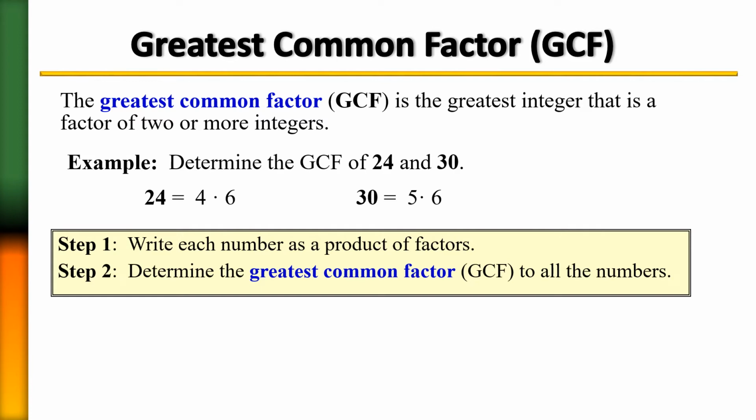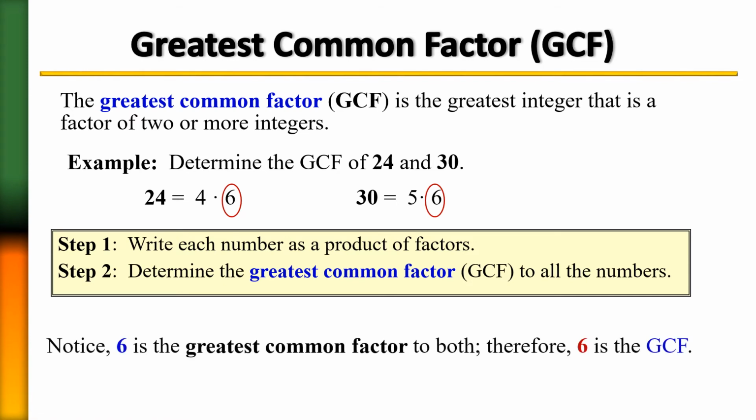We don't want all the little things that they have in common. What we want is the greatest thing that they have in common, and that is called the GCF, the greatest common factor. So the greatest common factor of 24 and 30 is 6. So therefore 6 is the GCF.